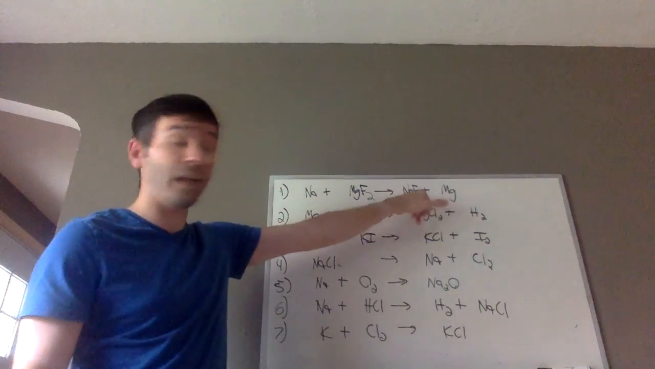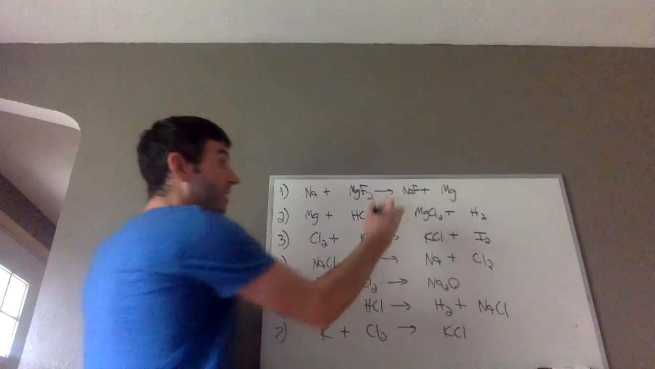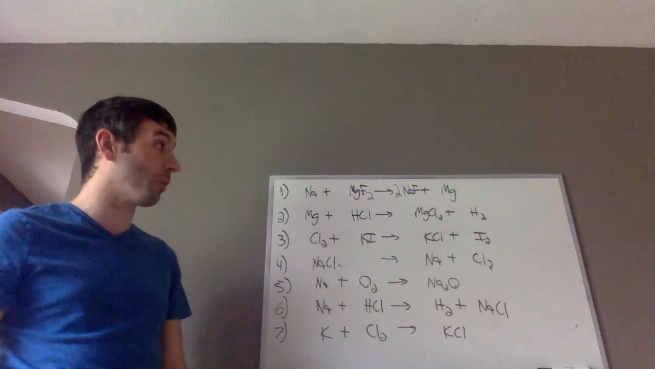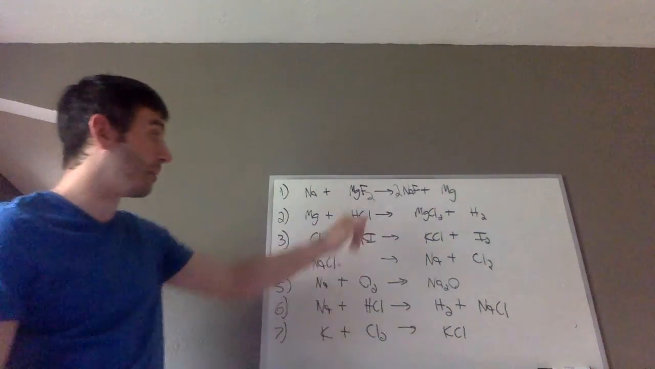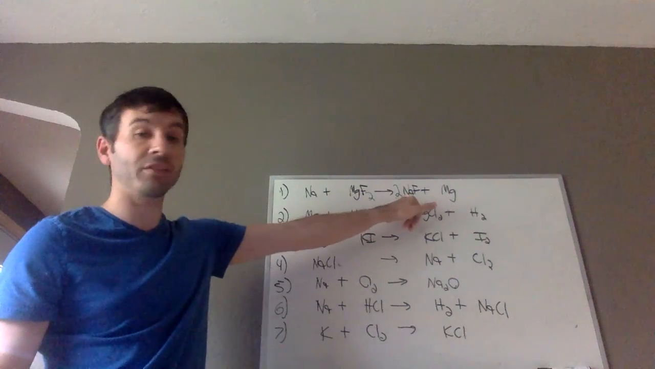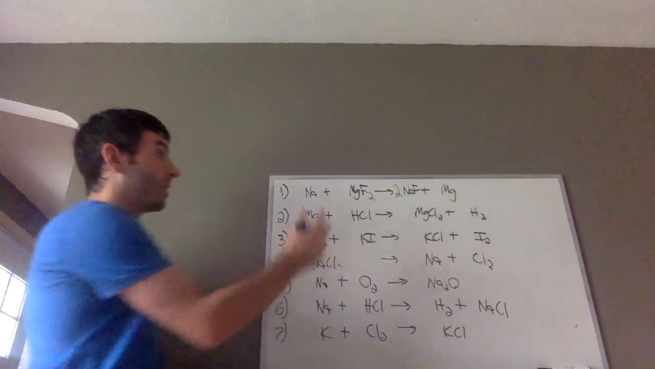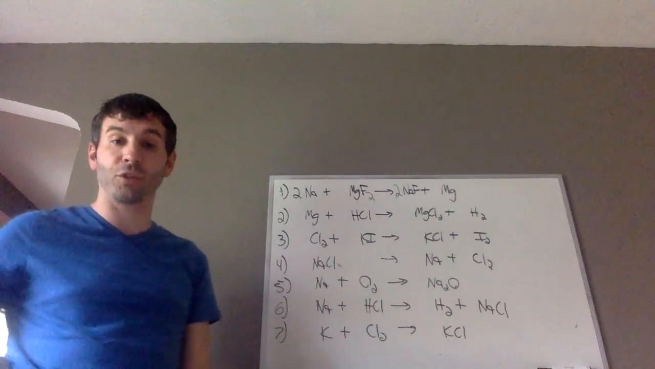Okay, so the first one, the first thing you should immediately see is I have 2 fluorines on the left and 1 on the right. So to fix that, I'm going to add a 2 in front of that sodium fluoride, NaF. But now when I do that, my fluorines are balanced, but my sodiums are not. I have 2 now on the right, but only 1 on the left. So to fix that, I add a 2 there.